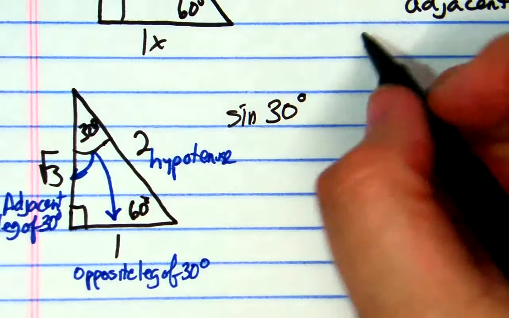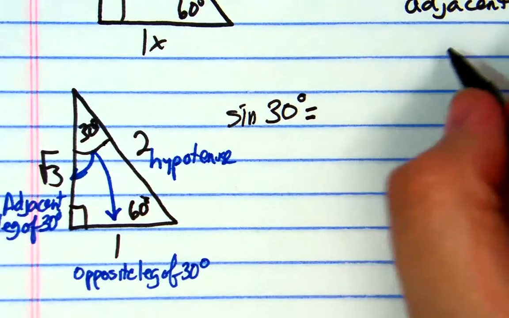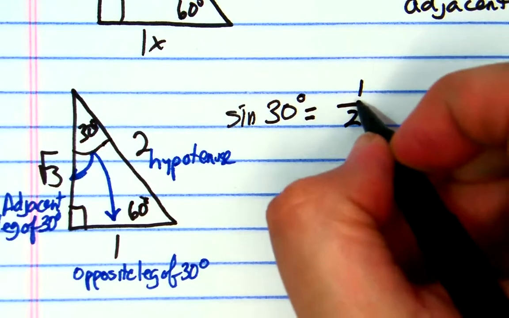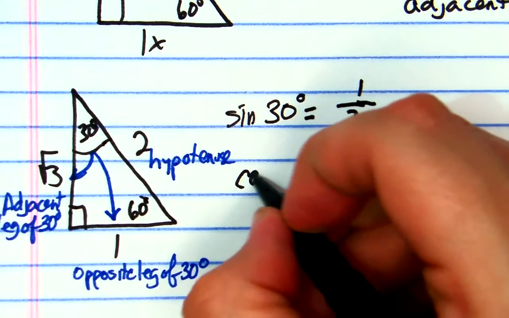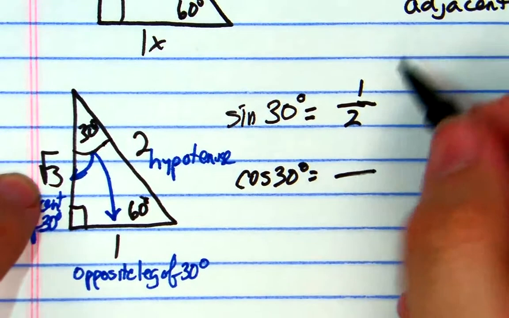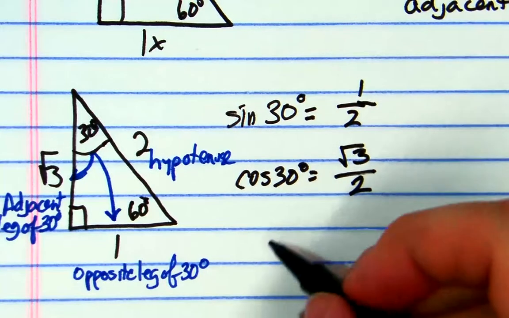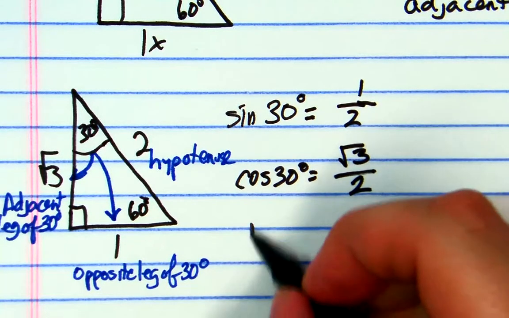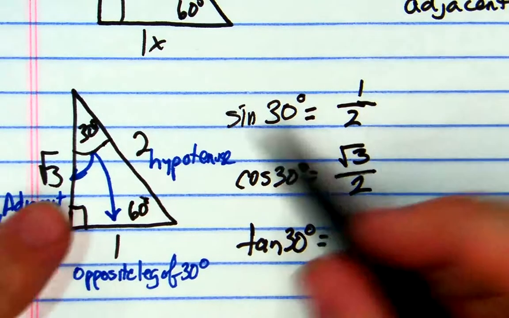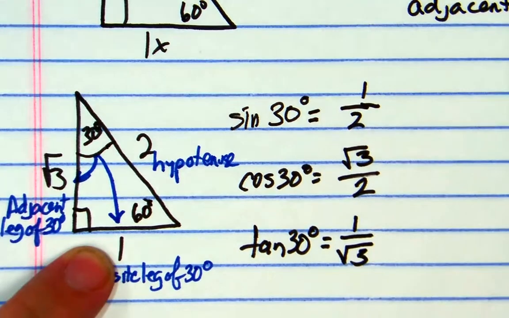So, for the sine of 30, I want the opposite side, which is 1, over the hypotenuse, which is 2. So I get 1 over 2. Now the cosine of 30 degrees is going to be the adjacent leg, which is right here, the square root of 3, over the hypotenuse, which is 2. And the tangent of 30 degrees is going to be equal to the opposite side, which is 1, over the square root of 3.